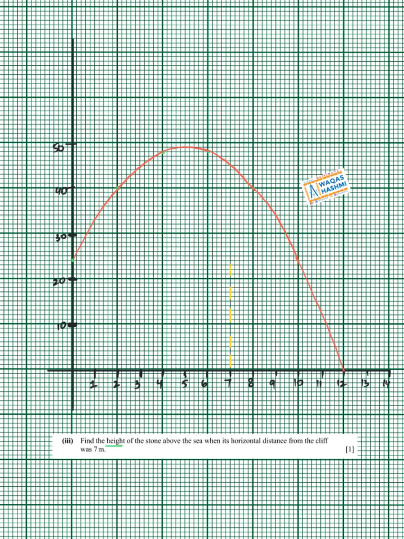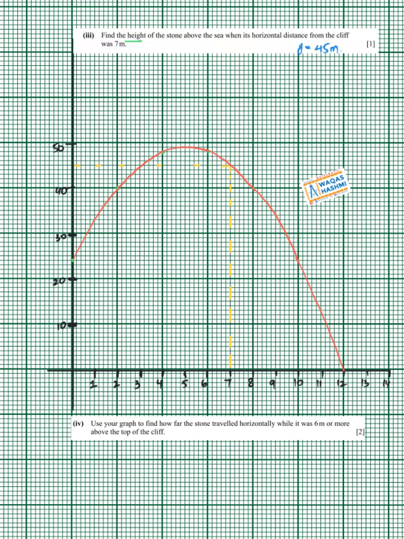Alright, when x is equal to 7, you construct the line meeting your graph, and then find that value on your graph. So we have this value here, right? And that is the height which has been asked. So the answer of this part is 45. The third part answer, the value of height, the value of y, is 45 meters.